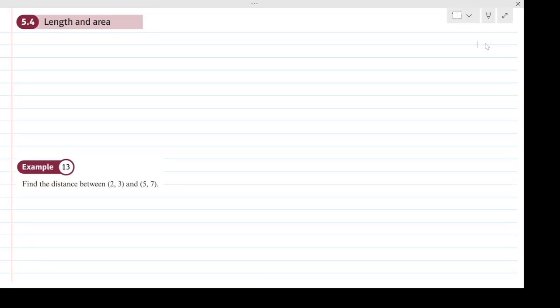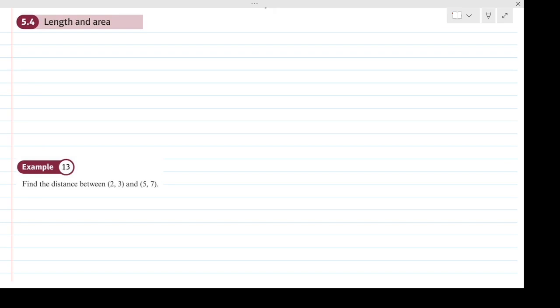Okay, so in this section again, we're going to look at lines. In this section, we're actually going to start to look at, I guess, more geometrically. So I'm going to look at lengths of a line and area involving lines.